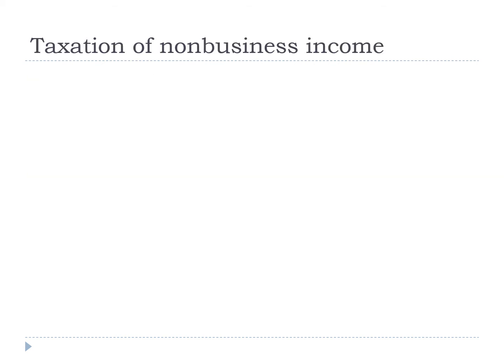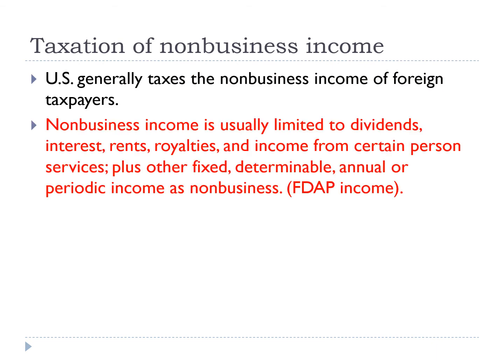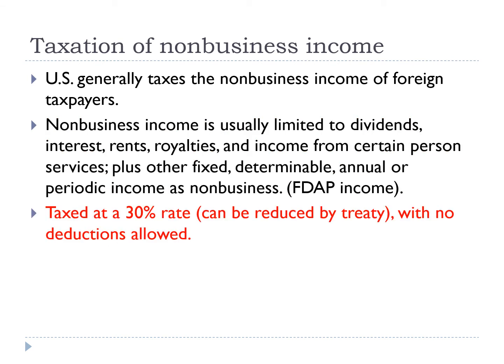The next topic of study is U.S. taxation of non-business income. The U.S. generally taxes the non-business income of foreign taxpayers, regardless of whether those taxpayers have any connection to the United States. Non-business income is usually limited to dividends, interest, rents, royalties, and income from certain personal services, plus other fixed determinable annual or periodic income. We usually call this FEDAP income. Non-business income is taxed in the U.S. at a 30% rate unless a treaty applies to reduce that rate, and no deductions are allowed against this income.